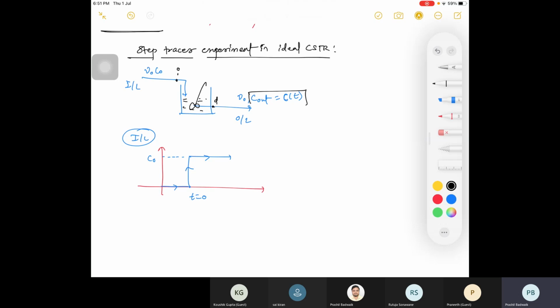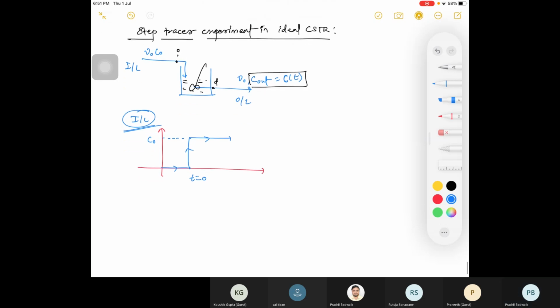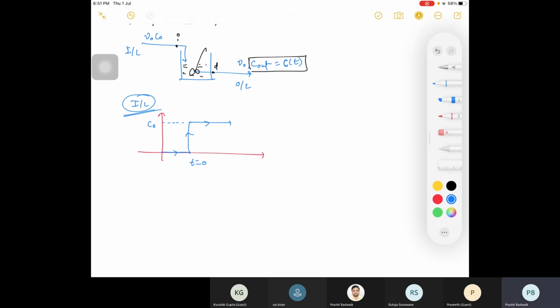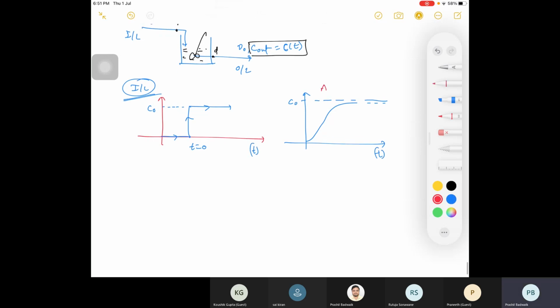Your outlet concentration will be CT at any time, and this is your inlet profile. At time t equal to 0, you are giving a step input of C naught. If you balance it, your profile will be approximately this. It will try to reach your C naught value. This is time, the approximated profile. Now, I am deriving it here, applying tracer balance.